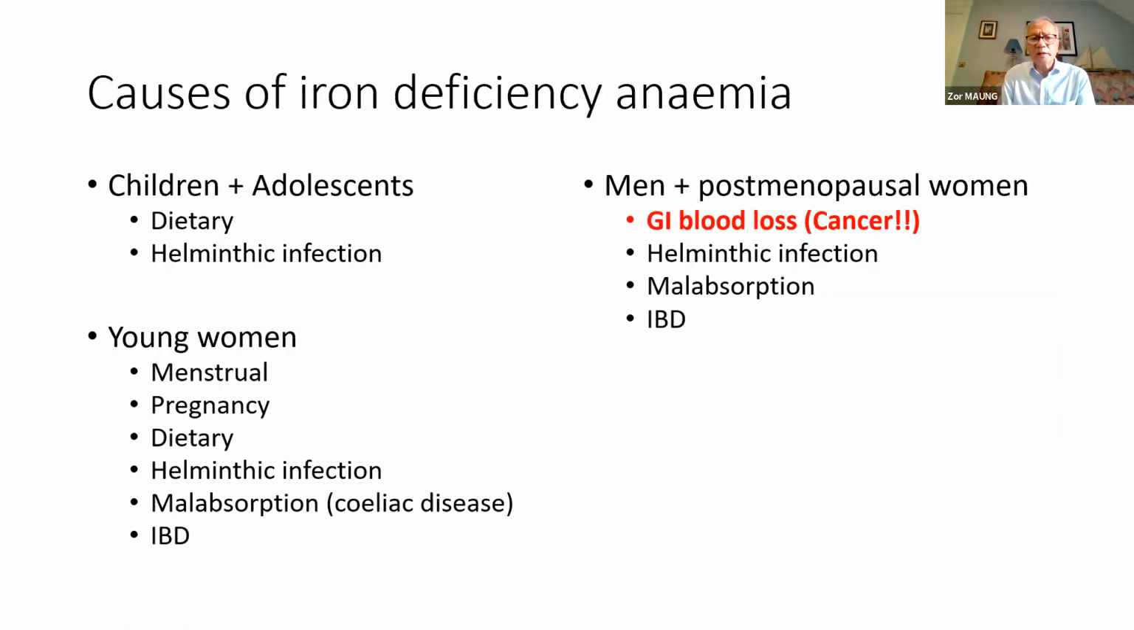So these are the causes of iron deficiency. In children and adolescents, inadequate dietary intake is common. In developing countries like Myanmar, helminthic infection is still a common cause of iron deficiency anemia. So the most common causes are dietary deficiency and helminthic infections.